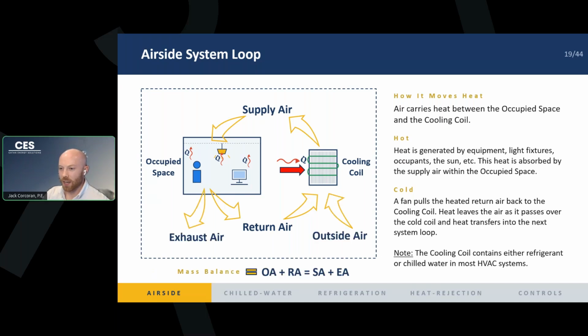I will say there is another portion of the airside loop that involves mass balance. If you don't want to pressurize your space, you need to think about your outside air and your exhaust air, sometimes called relief air. You need outside air per code and for ventilation, so you need some way for that overpressurization to be relieved. The mass balance is at the bottom, but the main focus of this airside system loop is that we are transferring heat from the occupied space into a cooling coil via air.